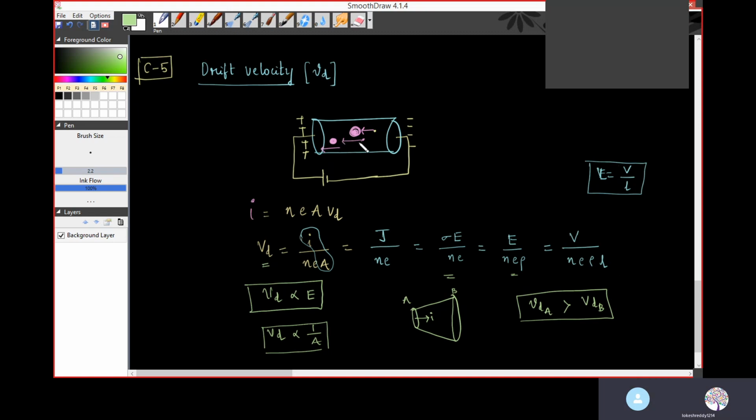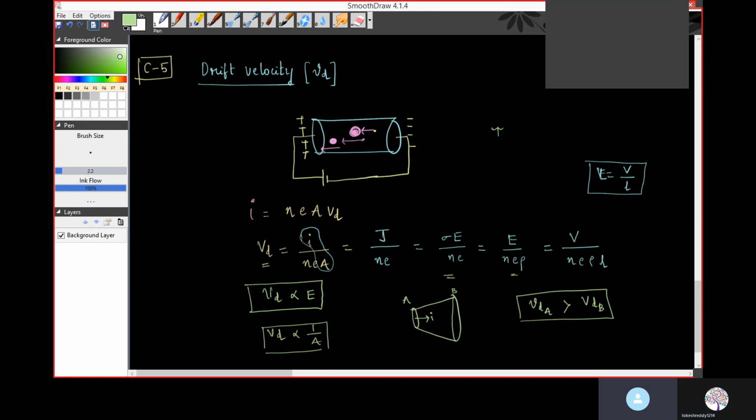The time interval between two successive collisions of electrons with the positive ions is called relaxation time, tau.